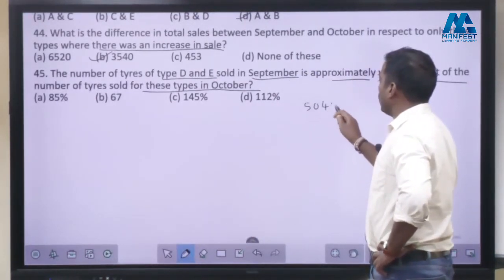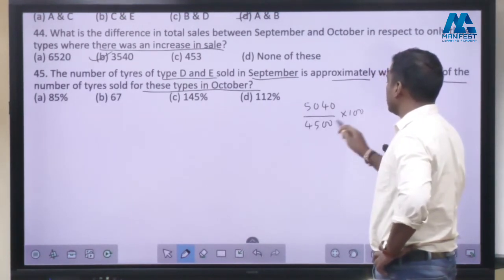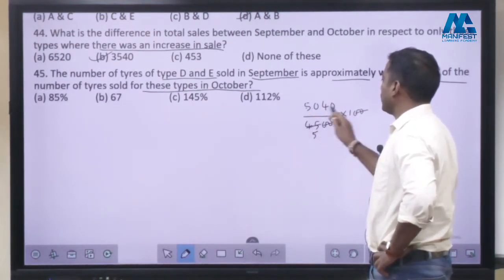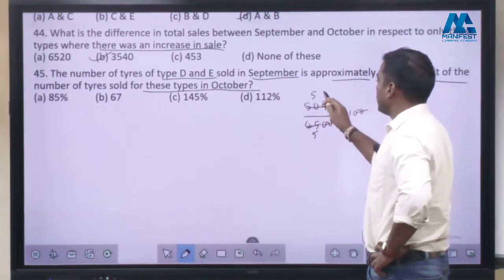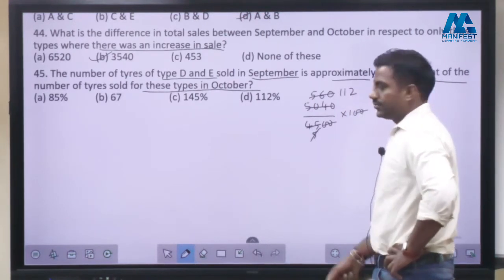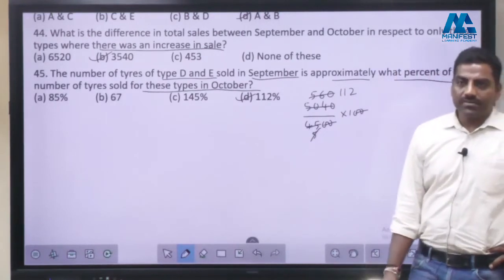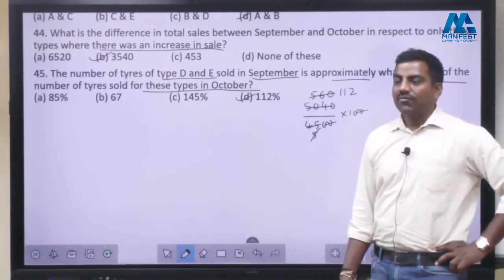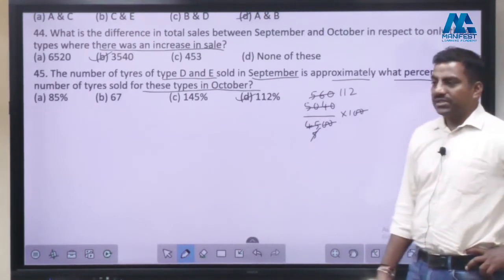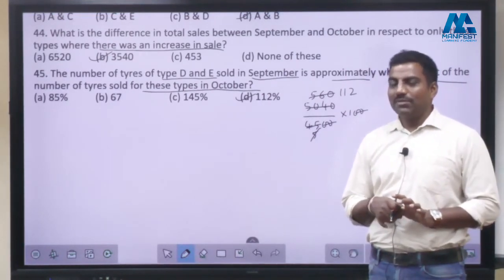$5,040 is what percentage of 4,500? Compare into 100. 9 5s are 45, 9 6s are 54, and 0. 5 1s are 5, 12. For simple, 4,500 extra 10% of that is plus 450, that would have given us 4,950, another few percent. So that is 112%. Done? Yes, this is one of the toughest in pie charts.